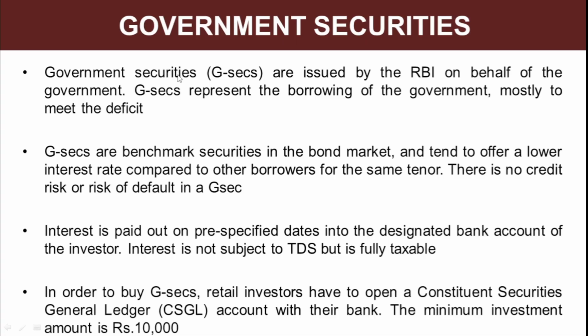Now let's move on to our fixed income instruments. Government securities are issued by RBI on behalf of the government. G-Secs represent the borrowing of the government mostly to meet the deficit. Okay, so government securities are debt instruments which guarantee full principal payment at maturity along with periodic coupons.